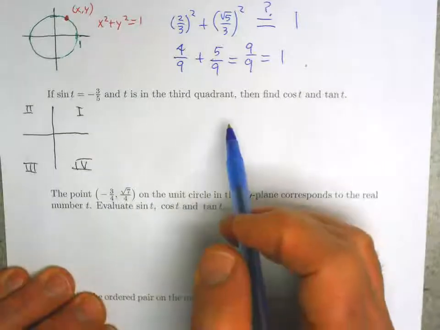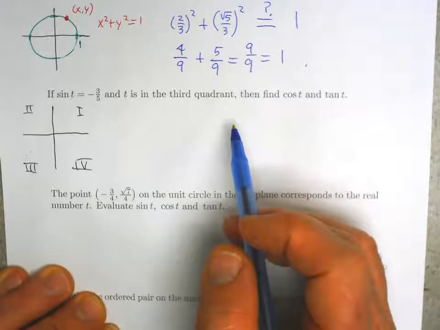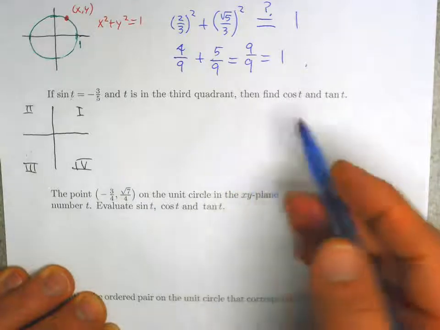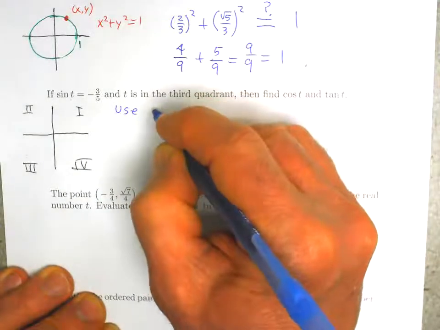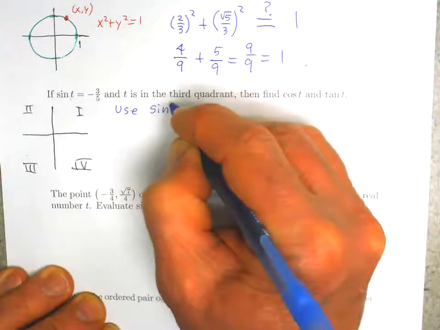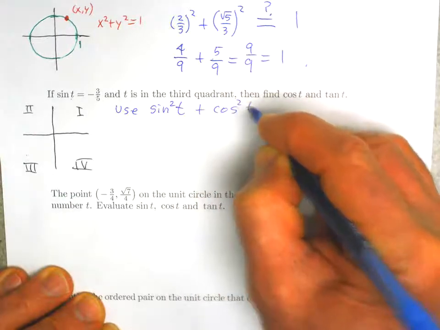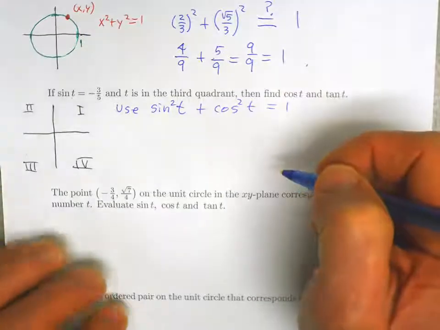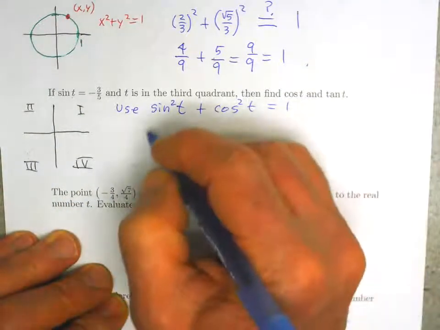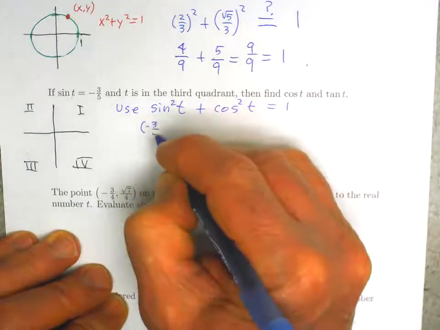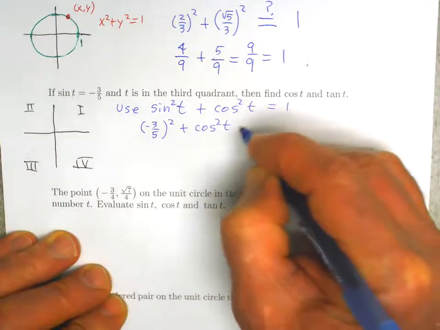Okay, there's 2 or 3 ways that you can go about finding cosine of t and tangent of t. One is to use the Pythagorean identity. Sine of t squared plus cosine of t squared equals 1. So if sine of t is negative 3/5, we write negative 3/5 squared plus cosine of t squared equals 1.